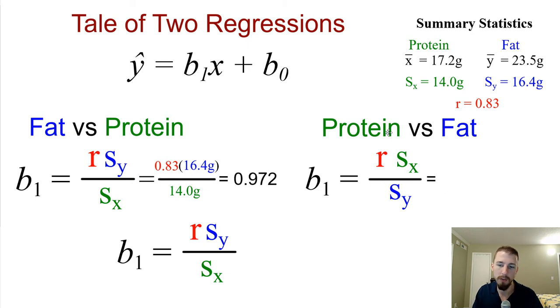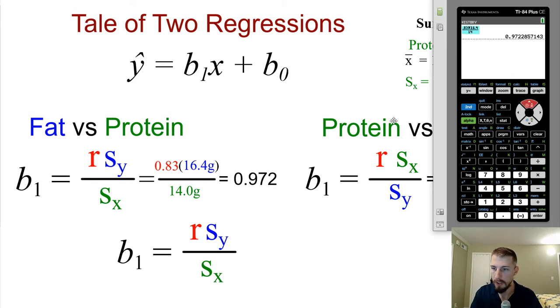And if we want to go from fat to protein, we're doing the same thing, except now we're switching the order of those, so it's going to look like this one here. It's going to be 0.83 times 14 divided by 16.4, which gives us 0.785. So the next question you might have is, if we're going from fat to protein and protein to fat, could you just rewrite the equation, work it backwards, and find the inverse of the equation?